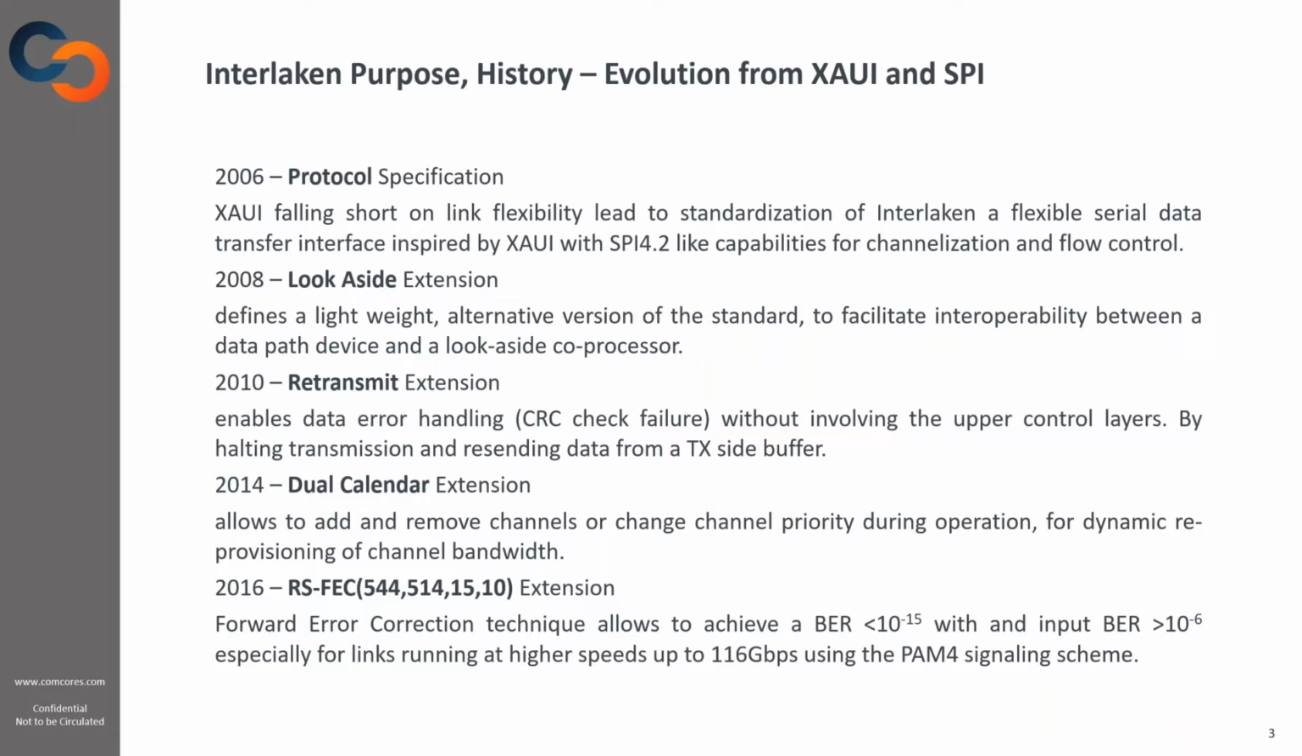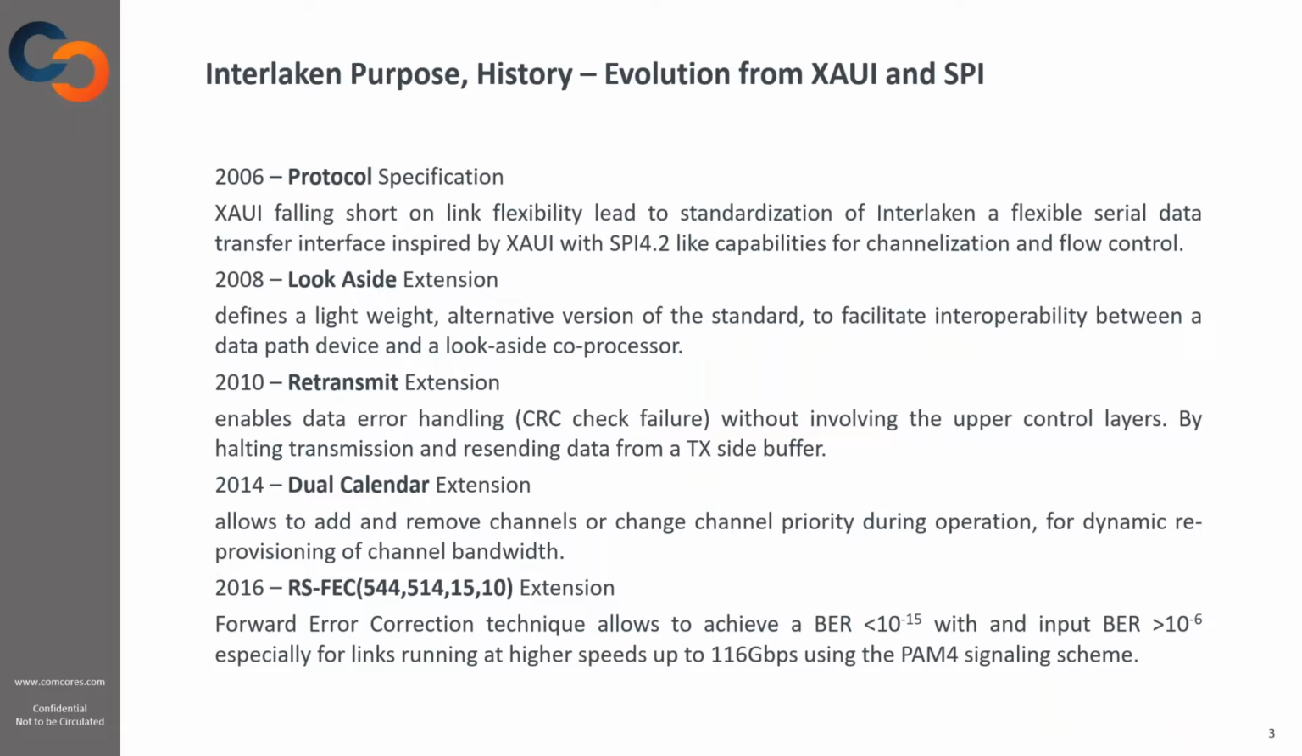Another extension is the dual calendar, and this has to deal with flow control. It introduced a second set of flow control configuration, which you could change while the other one was running. And you could re-provision channel bandwidth or change priorities and things like that with it.